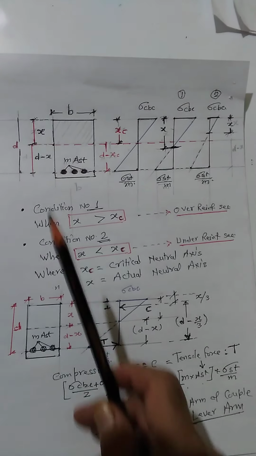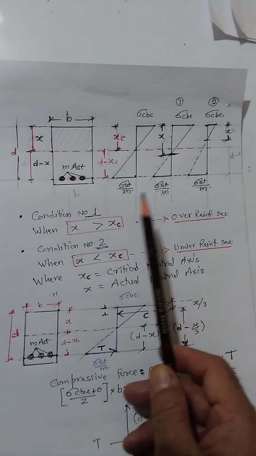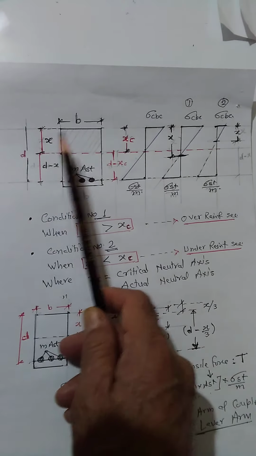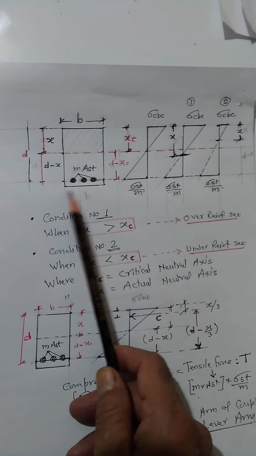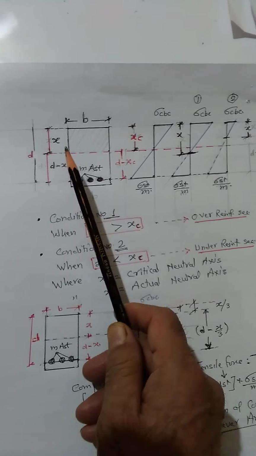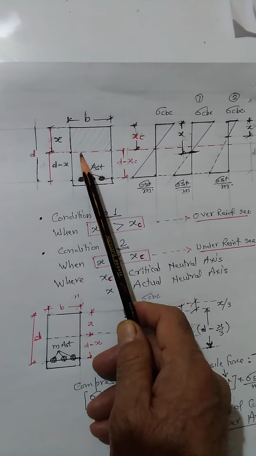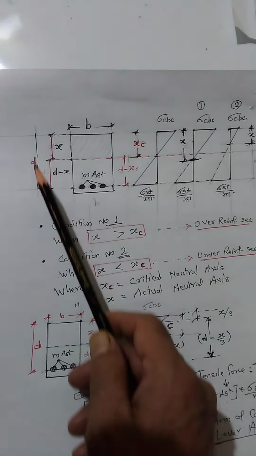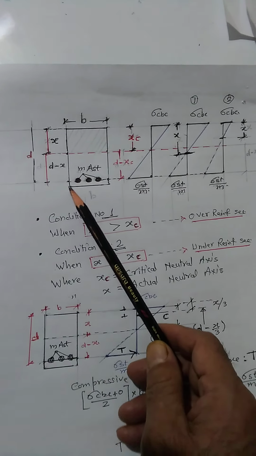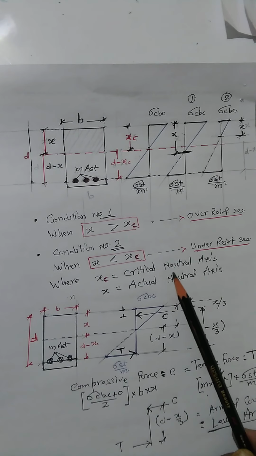Here, I have just shown some figures. This is the cross section of a beam with width b and depth d. The area of steel is given as m times Ast, and the distance is x from here. This is the general format for showing the neutral axis and the depth of neutral axis from the reinforcement.